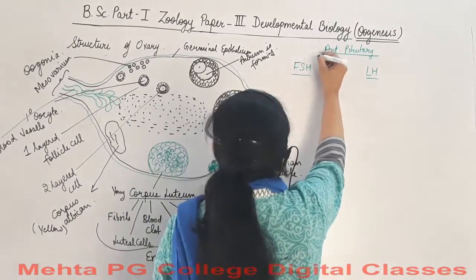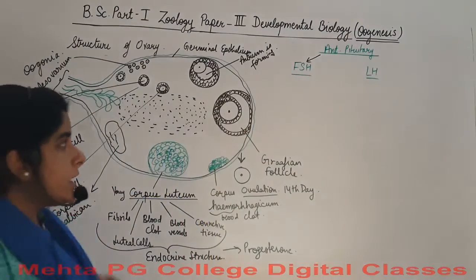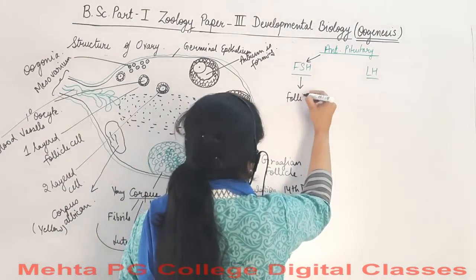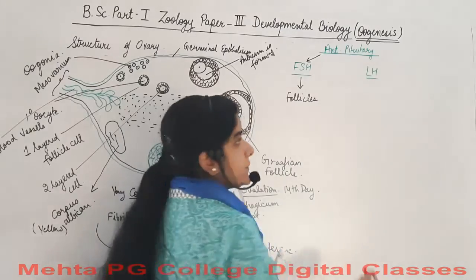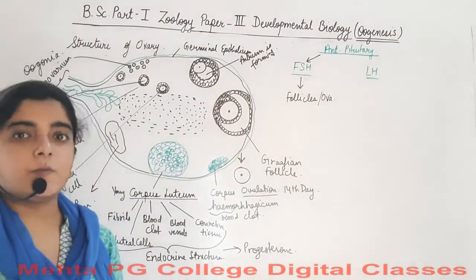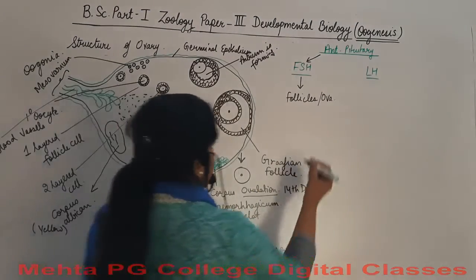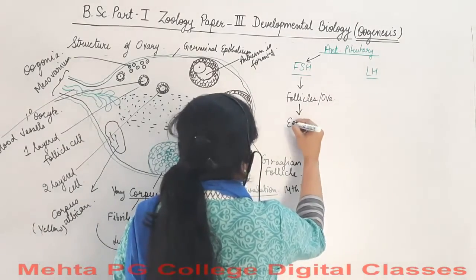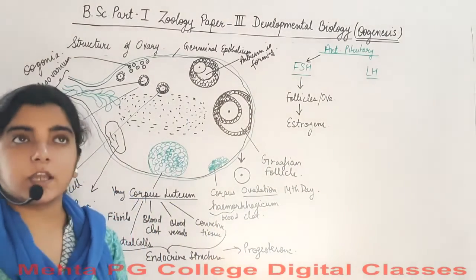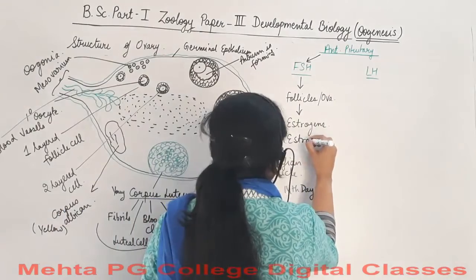The anterior pituitary releases FSH, follicle stimulating hormone. And this follicle stimulating hormone forms the follicles as well as the ova. So it helps in the formation of the ova as well as the follicles surrounding them. These follicles release estrogen. It can be estradiol as well, in the form of estradiol.